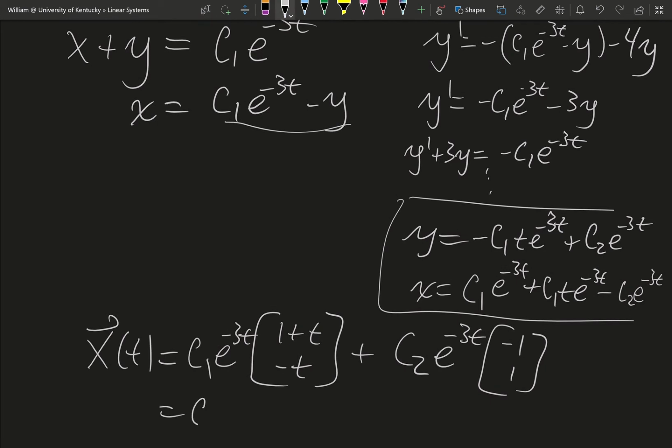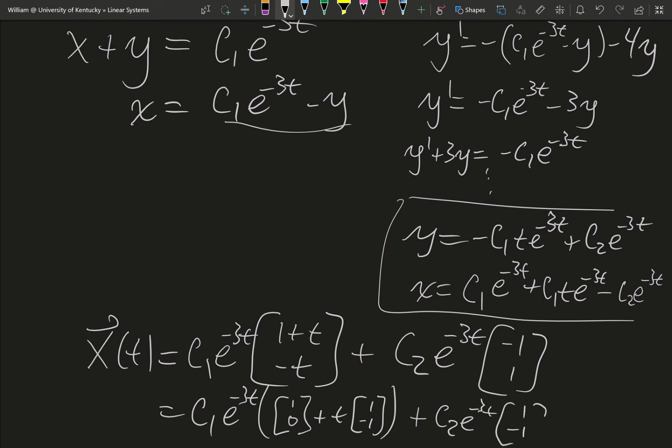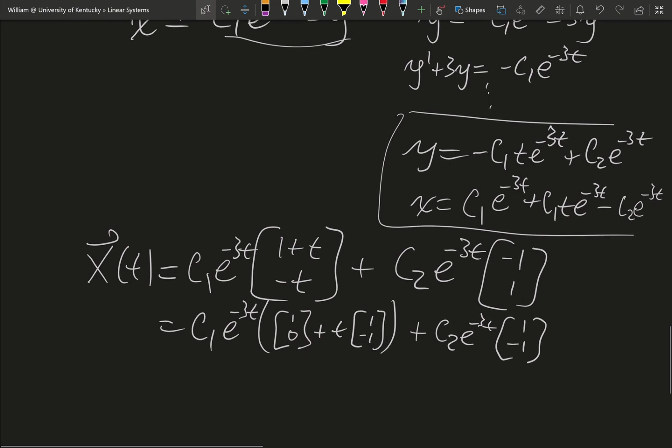I'm going to write this in just a slightly different form to sort of show more of the structure that's going on here. And I'm also going to use the fact that I can rescale c2, so just multiply it by -1 to get this.